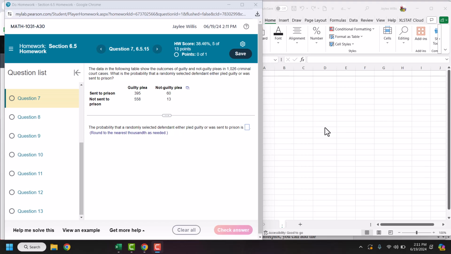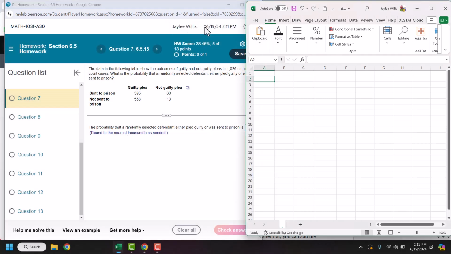All right, the next example that I want to go over is question 7 from section 6.5. So we're given a table that shows the outcomes of guilty and not guilty pleas in 1,026 criminal court cases. And we're asked to find the probability that a randomly selected defendant either pled guilty or was sent to prison. So we're given this information here, and I'll just download this to Excel really quick. So I've got that.